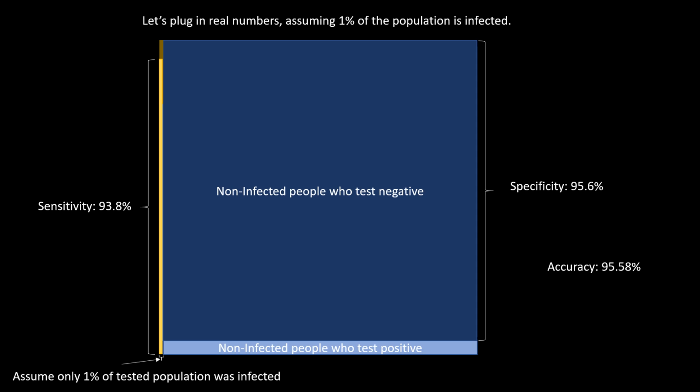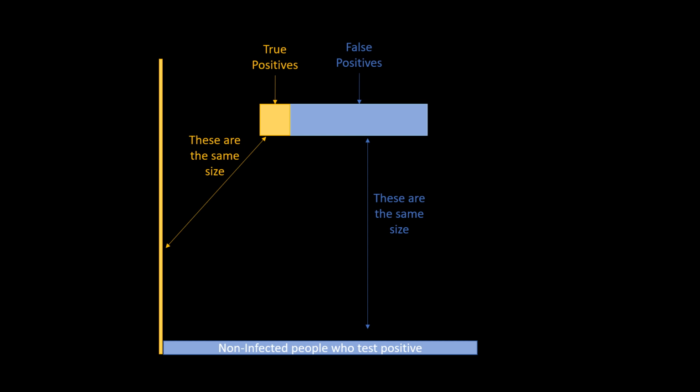So let's get back to this. Sensitivity is 93.8%, specificity is 95.6%. Well, this is the number of positive tests that we have. Well, the first thing you might notice is that there's just not that many true positives there, especially when you compare them to the number of false positives.